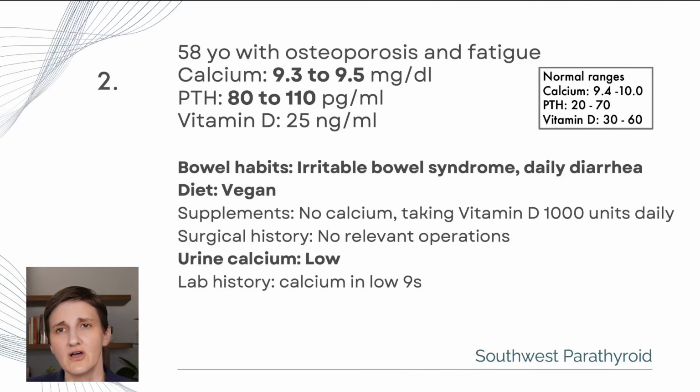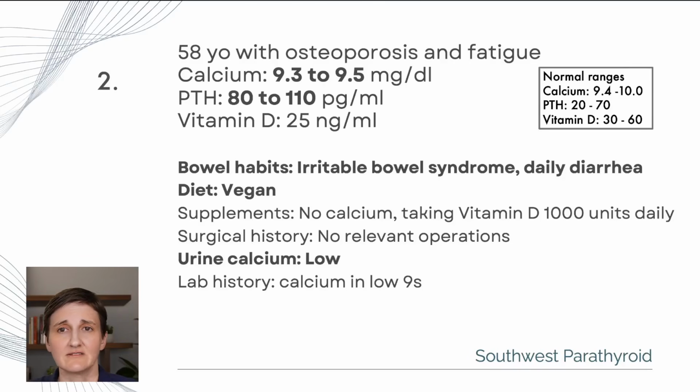Urine calcium is low. Okay, that's what I expect, actually. If she's vegan, she's maybe not getting enough calcium. She may be, but there's a chance that she's not getting enough calcium in her diet. Even if she is, though, she's having daily diarrhea, so that calcium is not having a lot of time to absorb. And her urine calcium is low because the kidneys are holding on to calcium. That's what we want them to do. That's what we expect them to do if you're not getting enough calcium and you're trying to keep your calcium level up.